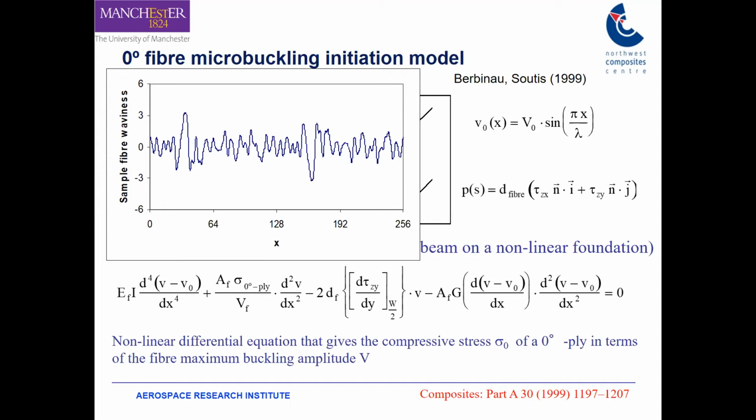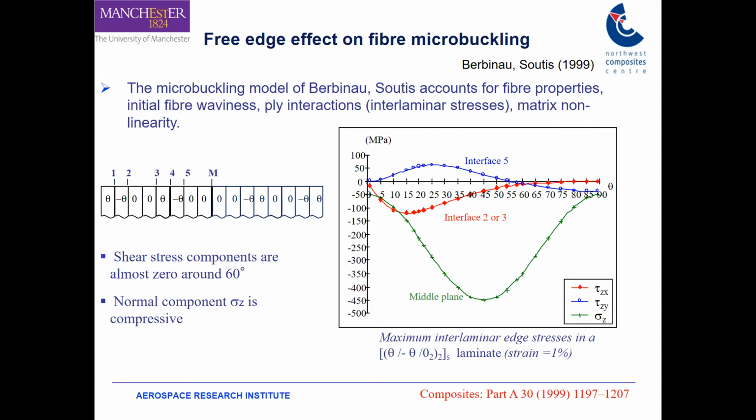Of course, you can also take into account, as we said, the initial fiber waviness, and of course, with all the models, the question is, are you going to assume the average value or the maximum value of this initial waviness? Or better, the model actually allows you to bring in the stochastic aspect and you can have the distribution of fiber waviness. So the microbuckling model accounts for the fiber properties, initial fiber waviness, ply orientation, interlaminar stresses, and matrix nonlinearity.